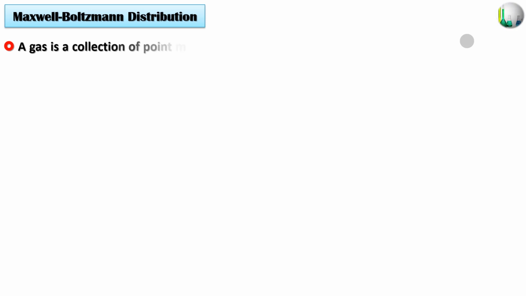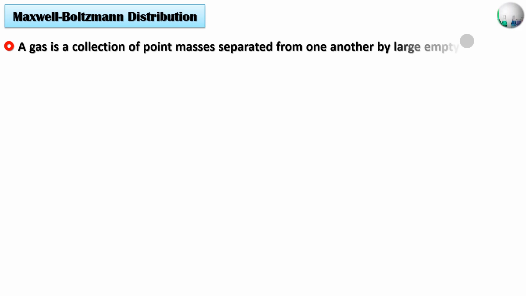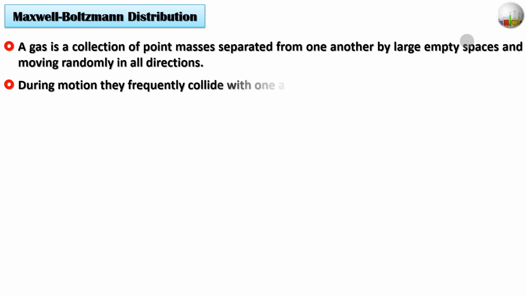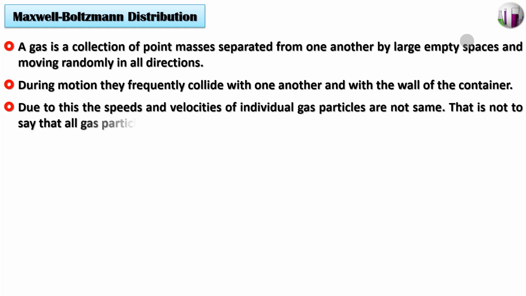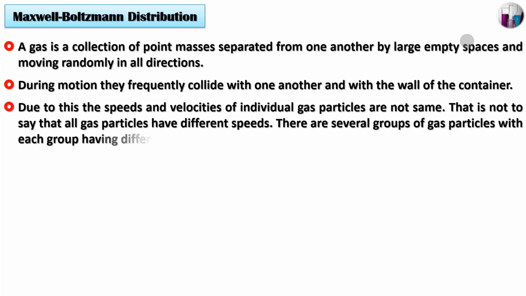A gas is a collection of point masses separated from one another by large empty spaces and moving randomly in all directions. This is not difficult to understand. During the motion, they frequently collide with one another and with the wall of the container, which is what causes the pressure. The pressure is because the molecules collide with the walls of the container. Due to this, speeds and velocities of individual gas particles are not the same. That is not to say that all gas particles have different speeds. There are several groups of gas particles with each group having different speeds. Makes a lot of sense.